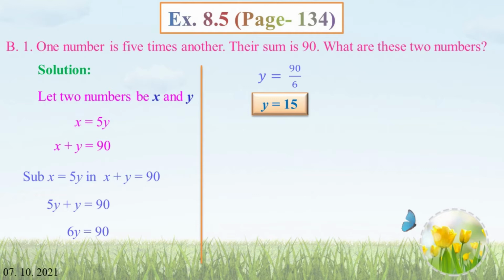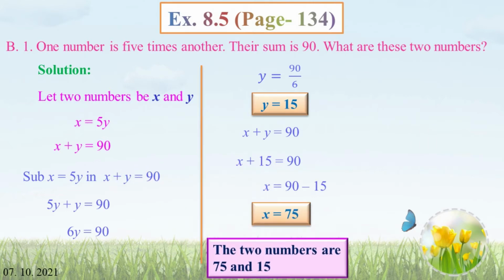Now, we find the value of x. Write x plus y equal 90. Here, substitute the value of y equal 15. So, write x plus 15 equal 90. Transposing 15 to the right hand side, x equal 90 minus 15, x equal 75. Therefore, the two numbers are 75 and 15.